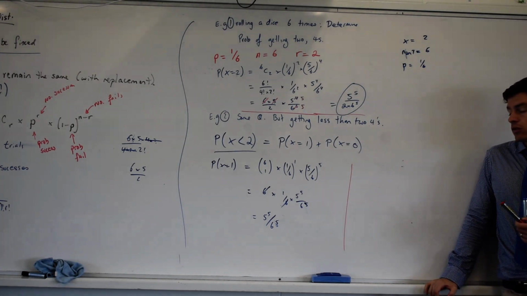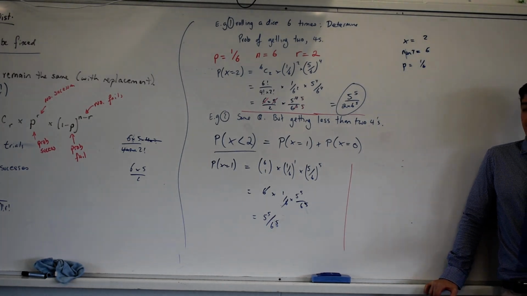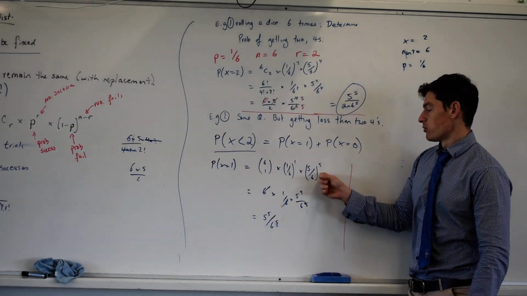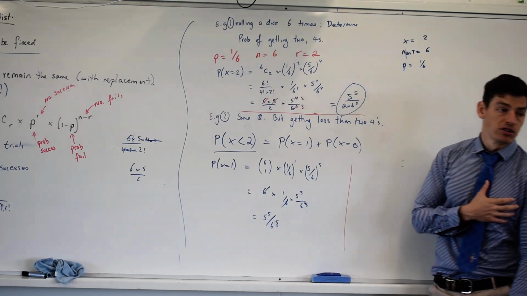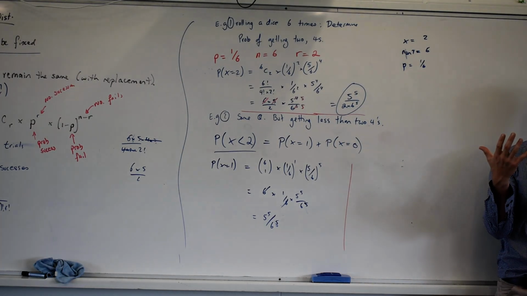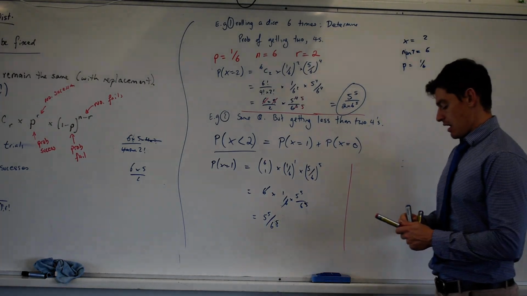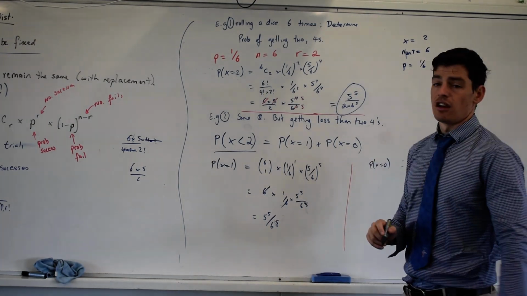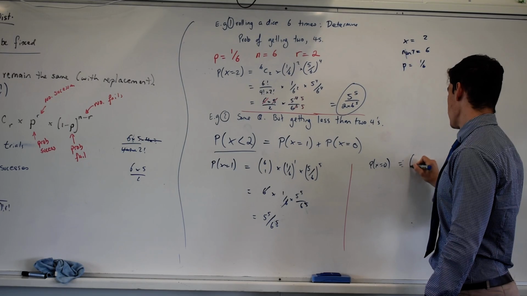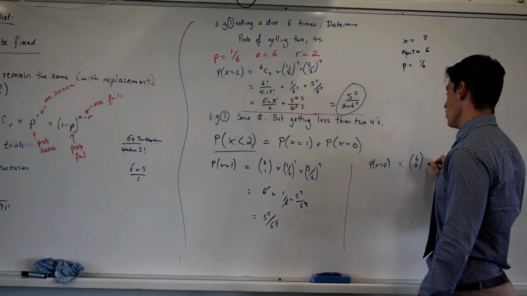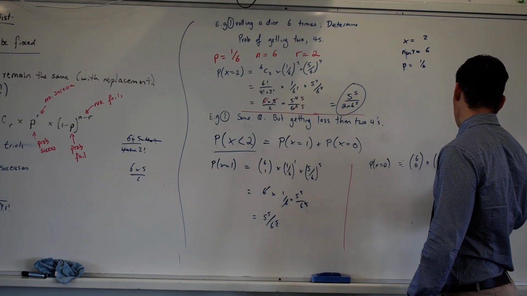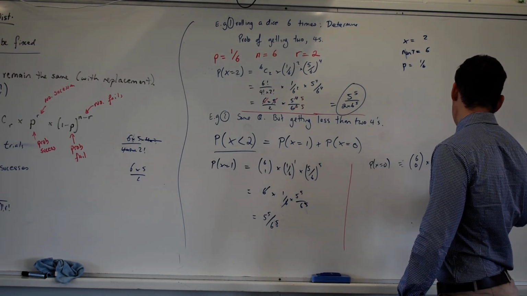What's 6 factorial divided by 5 factorial times 1 factorial? 6. Just 6. The 1 on 6 they cancel out, so I'm just left with the second bracket, which is 5 on 6 to the power of 5. And then the probability that x is equal to 0. Now this is an interesting one because we're going to get 6 choose 0 times 1 over 6 to the power of 0 times 5 on 6 to the power of 6.